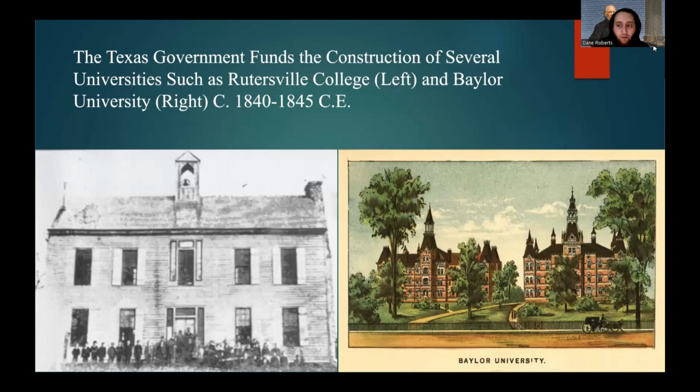Now, despite the shortcomings of the education system in the Texas Republic for children, the Texas government would fund the construction of several universities, such as Ruttersville College and Baylor University between 1840 and 1845 CE.